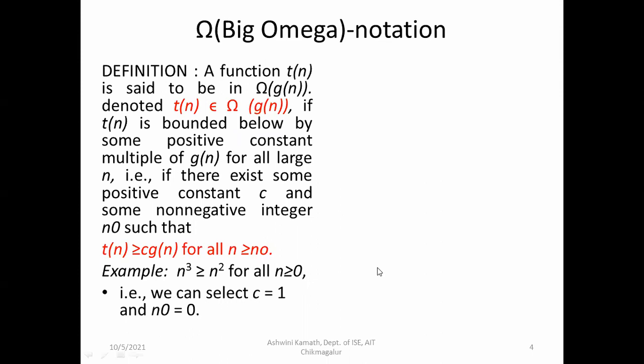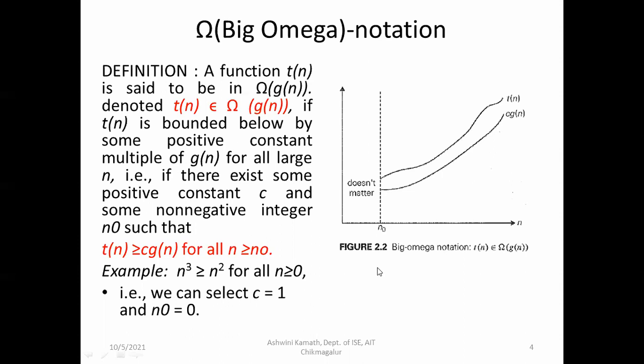If we select C is equal to 0, then on the right hand side every value becomes 0. So we cannot take C value as 0. So some positive constant we have to take.